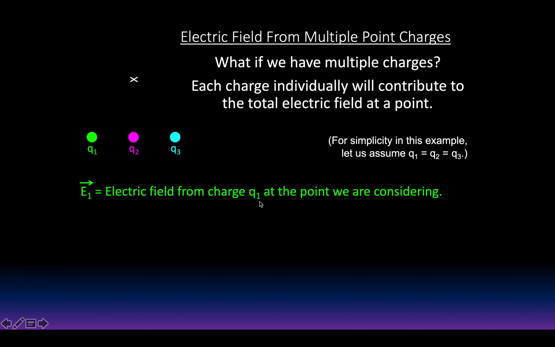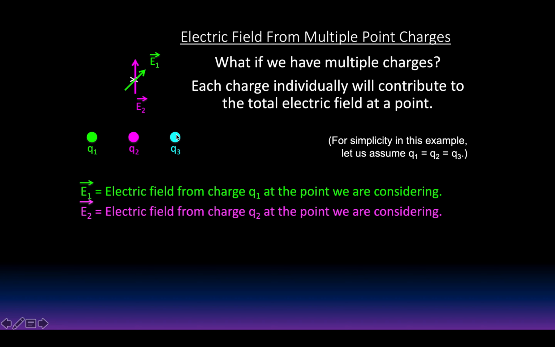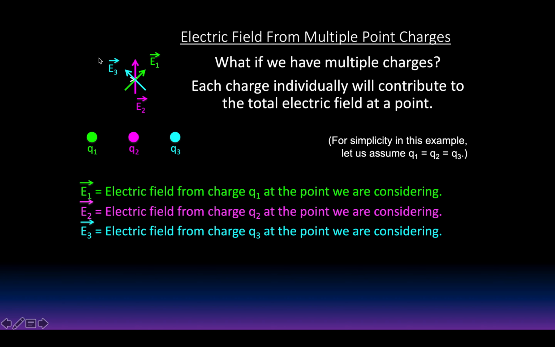We said we'll pretend these charges are all positive. So that means the electric field at this location from charge 1 will point away from charge 1. So electric field 1 will look something like this. Electric field 2 will point away from charge 2, will look something like this. Electric field 3 will point away from charge 3, will look something like this.